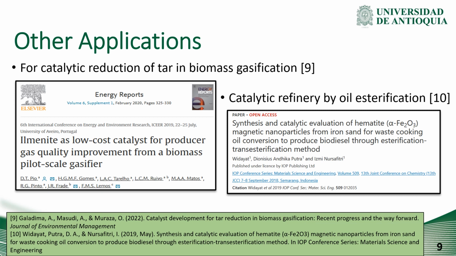Applications that have been less studied and therefore less reported are, first of all, the catalytic reduction of tar in biomass gasification. This has some few reports in which ilmenite has been used to improve the efficiency of gas production in pilot scale gasifiers. The second study that I report here is the catalytic refinery bioelectrification. This is a research field that has a few reports in the literature.